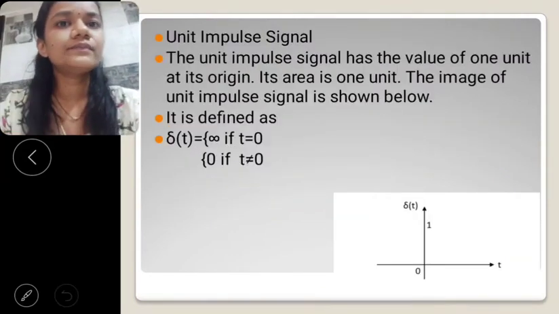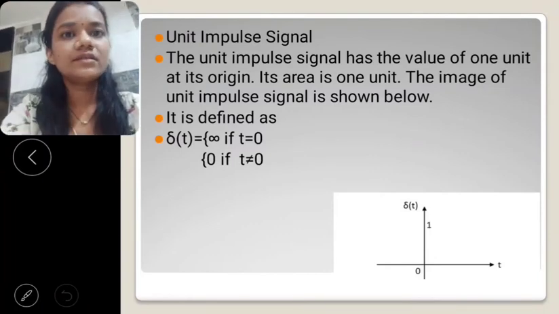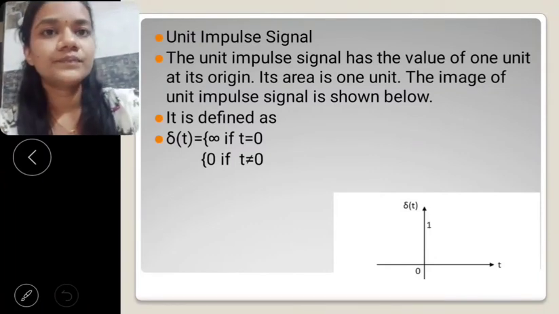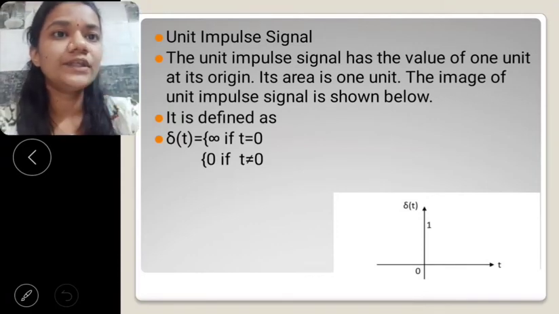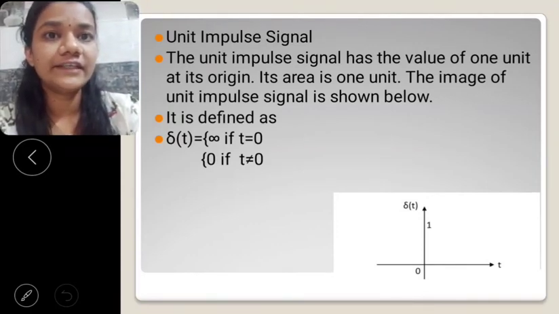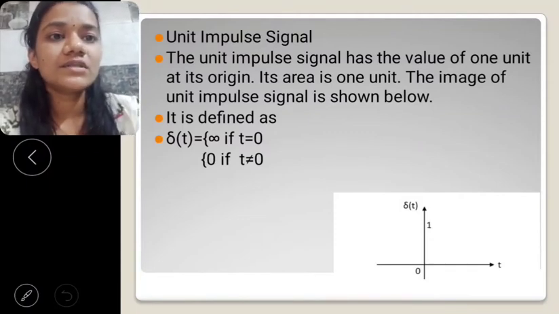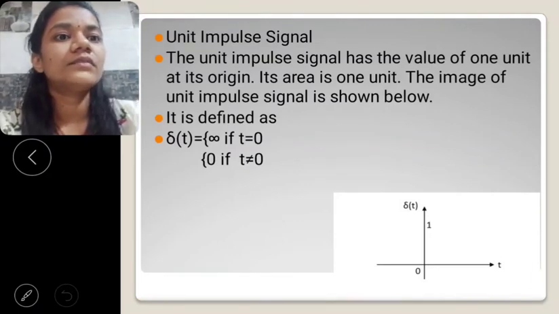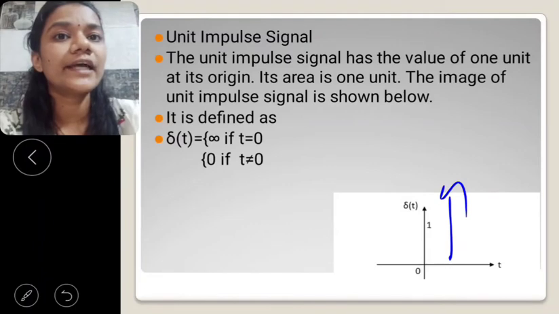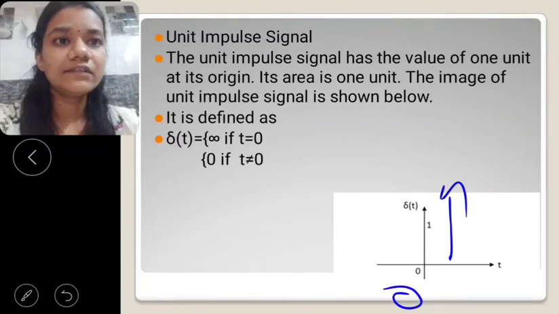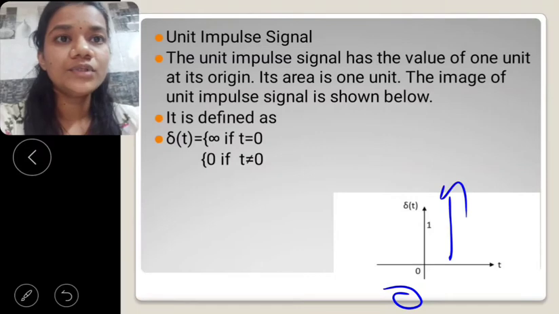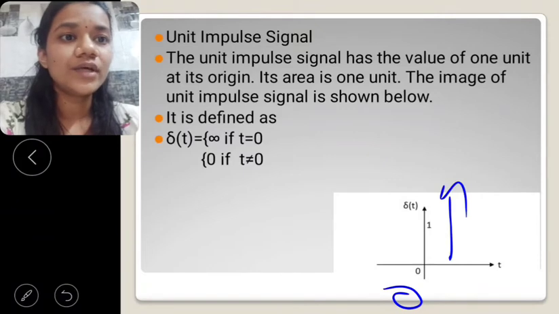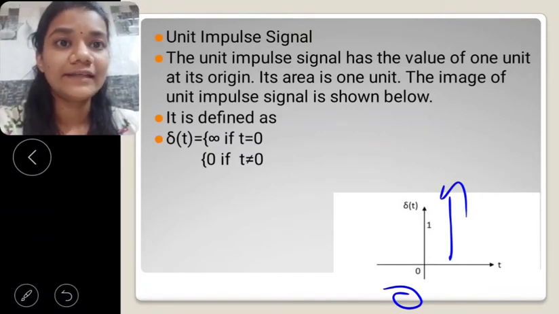Then next is the unit impulse signal. So it is nothing but the image of the unit impulse signal. So what does it indicate? The unit impulse signal has the value of 1 unit at its origin. Okay, when t is 0, it is represented by del of t. When is del of t infinity? When your time is at 0. When t is equal to 0, its value is 1 unit, meaning it is towards infinity. And elsewhere, meaning if t is not equal to 0, del of t is equal to 0.